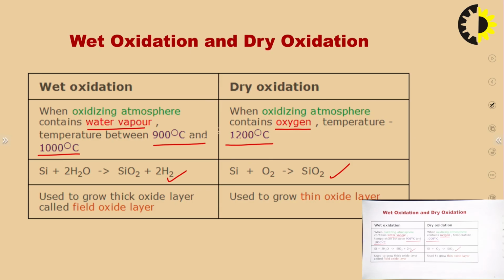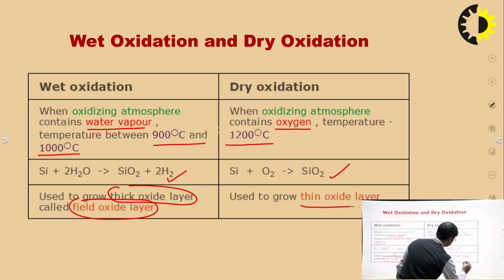So wet oxidation is typically used to grow a thick oxide layer, which is also known as field oxide layer, whereas dry oxidation is used to grow a thin oxide layer.